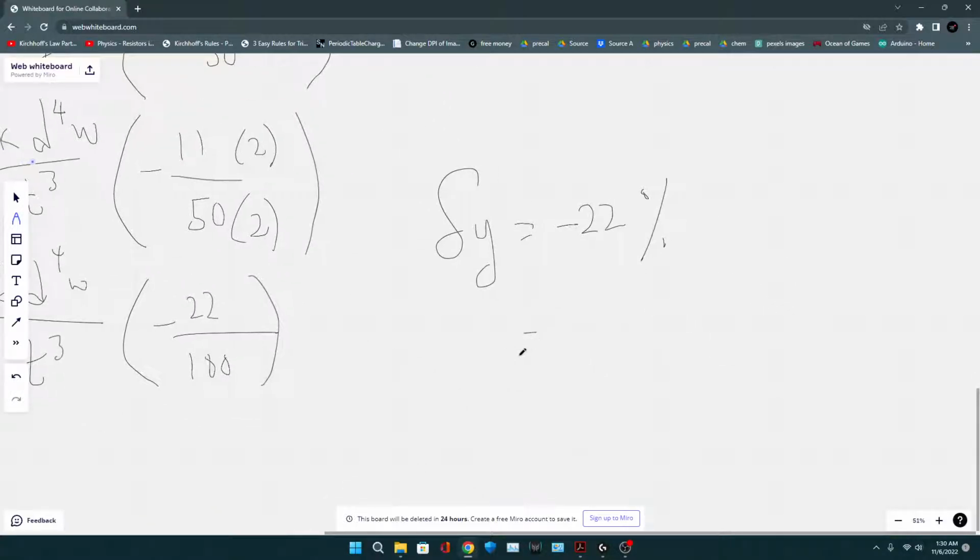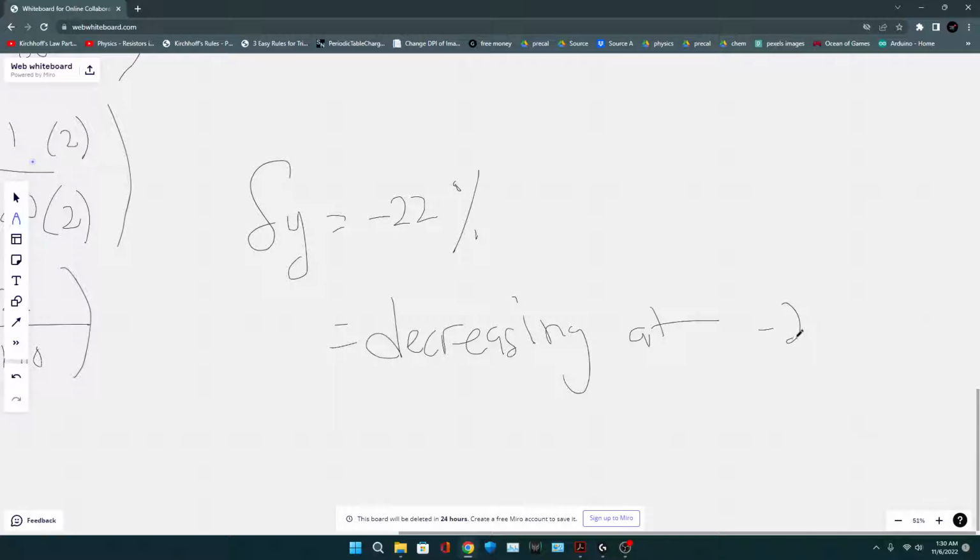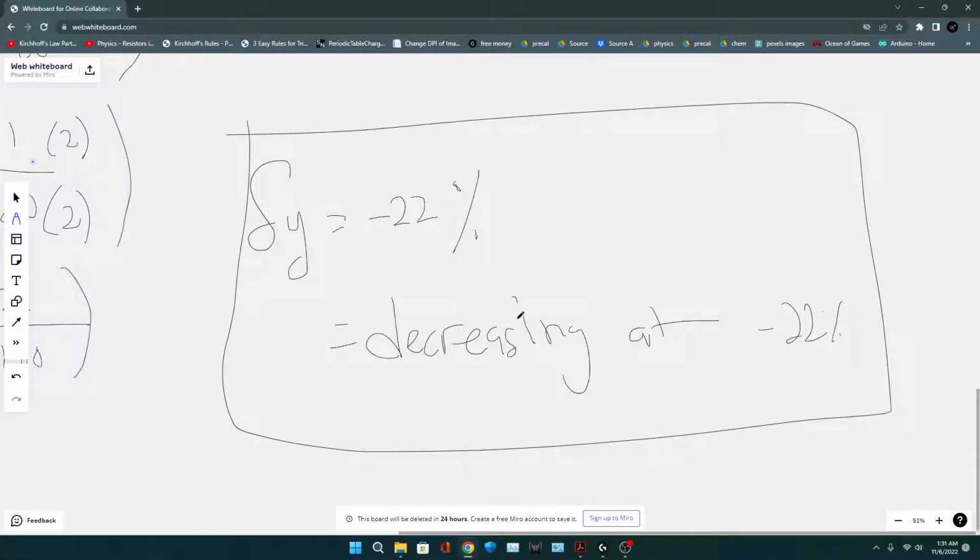So maksudnya dia adalah, so the rate of change of Y is decreasing at negative 22%. So that's how we come to this conclusion. Macam tu kita dapatkan jawapan ni. That's how we came to this conclusion and that's how we solve the problem lah.